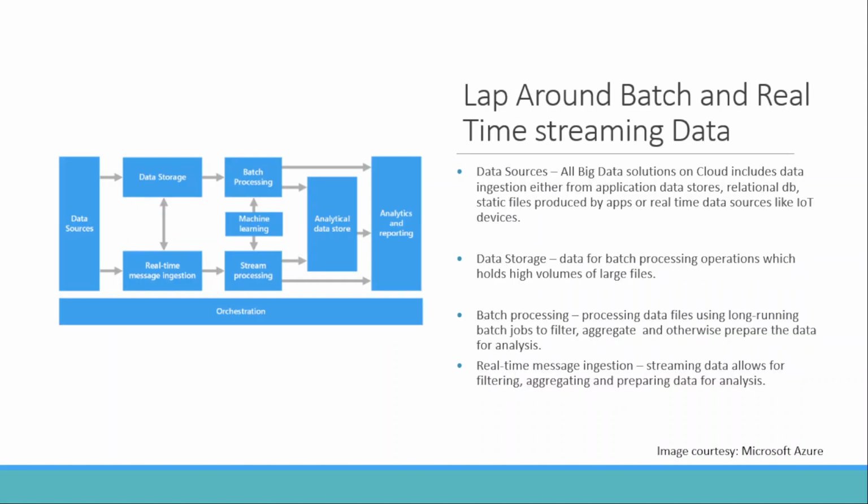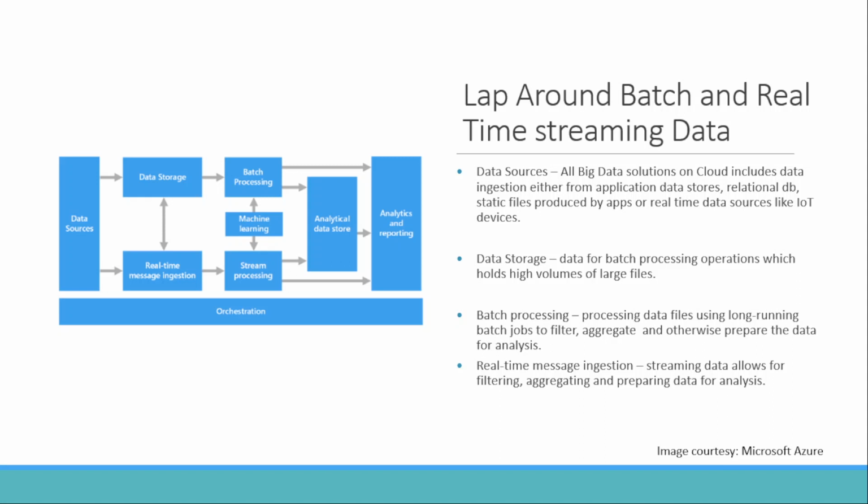Now, a quick look at a batch and real-time streaming data platform. Typically, the data sources for all these big data solutions on the cloud include data ingestion coming from application data stores, relational databases, static files produced by apps, or real-time data sources like IoT devices.